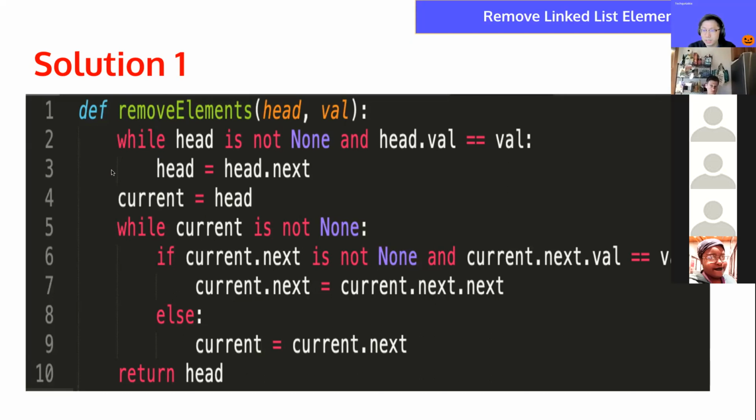So these 2 lines here may look a little simple, but they're actually doing a lot of things. One is checking for an empty linked list. And the second thing is that it's also deleting any values that we want to delete at the head. But once we get out of that, we can start to address all the other cases.